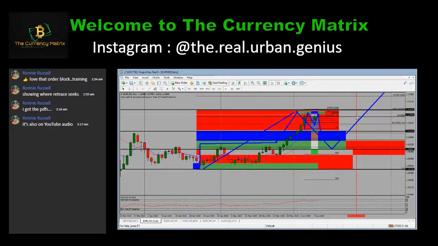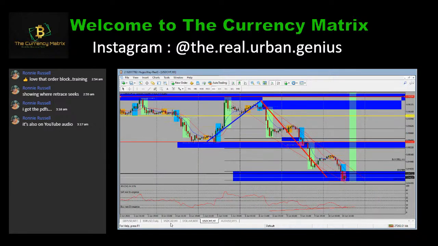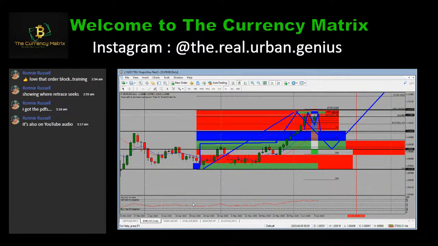So for this pair in particular, will it just continue to moonshot as the dollar continues to fall? Say that one more time. Will it continue to moonshot if the dollar continues to fall? This euro, yeah, the euro will keep rising if the dollar continues to fall.